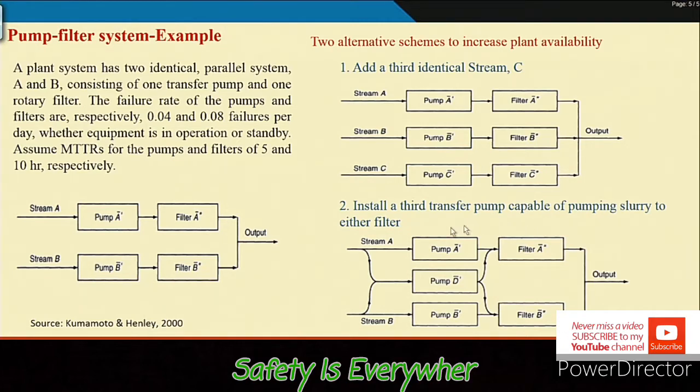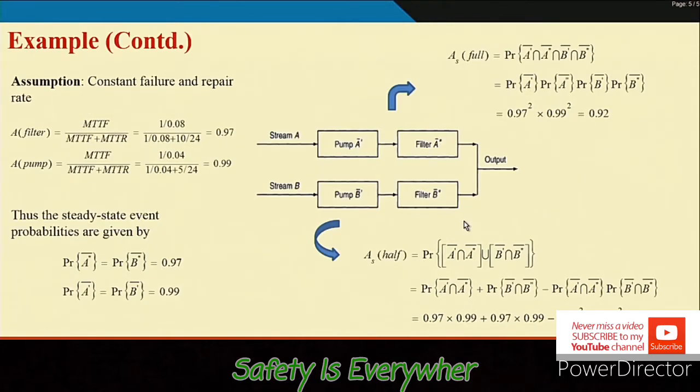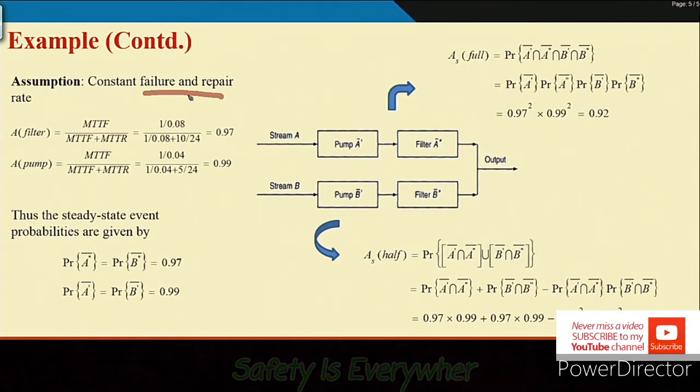So, you have three systems now. So, the first one, what is the assumption here? We are assuming constant failure and repair rates for both pump and filters. If this is the case, then as you have seen earlier when we discussed quantification of basic events, availability can be measured by mean time to failure divided by mean time to failure plus mean time to repair. With this equation, availability is measured.